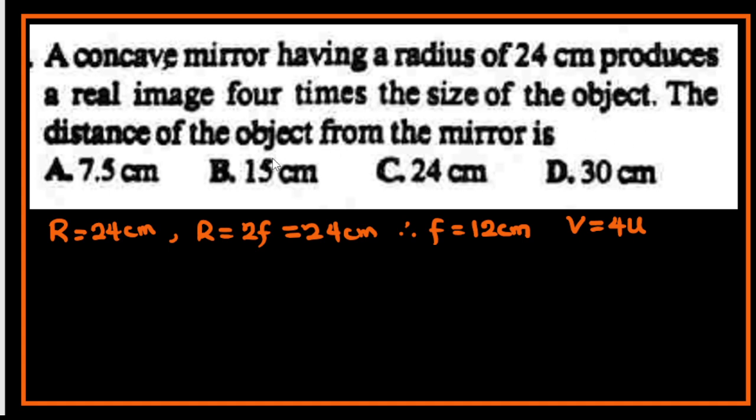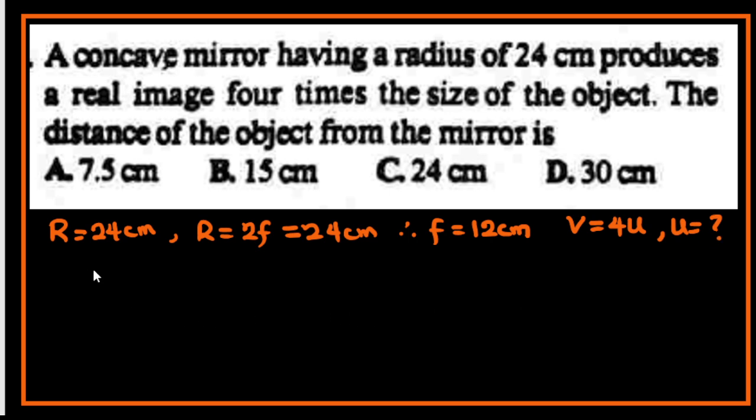And based on what this question is asking, we should look for the distance of the object from the mirror. That statement means object distance, because they said of the object. If they said of the image, that would have meant image distance. So you are looking for U. So U is what you are looking for.